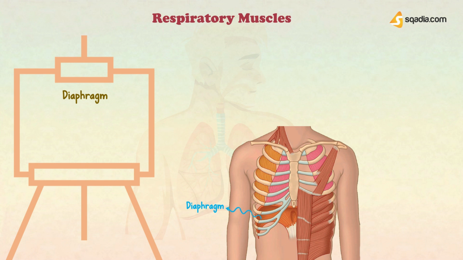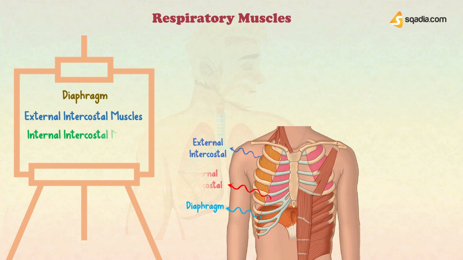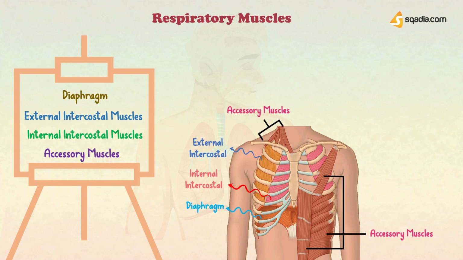Now, there are 4 types of muscles that aid in breathing. Diaphragm, the most important one. It is a dome-shaped muscle separating the thoracic and abdominal cavities. External intercostal muscles, internal intercostal muscles, and some accessory muscles. So, let's see the magic they create.